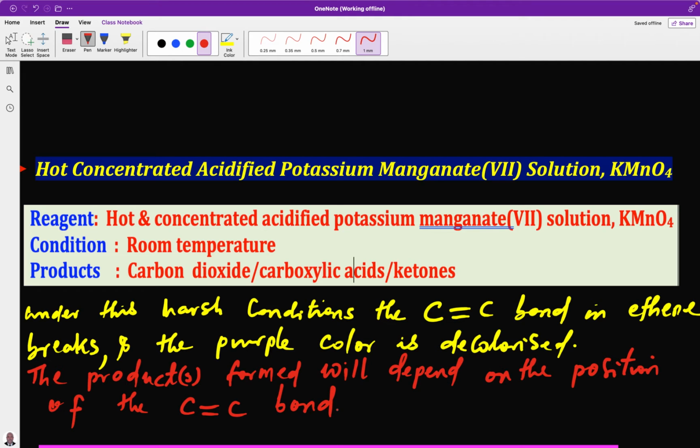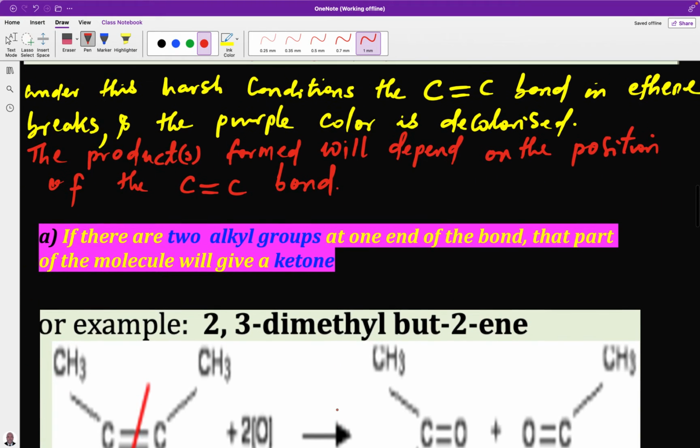Under this condition, the carbon-carbon double bond in ethene, for instance, will break. Then the purple color is also decolorized. Then the product formed will depend on the position of the carbon-carbon double bond. For instance, if there are two alkyl groups at one end of the carbon-carbon double bond, that part of the molecule will give a ketone.